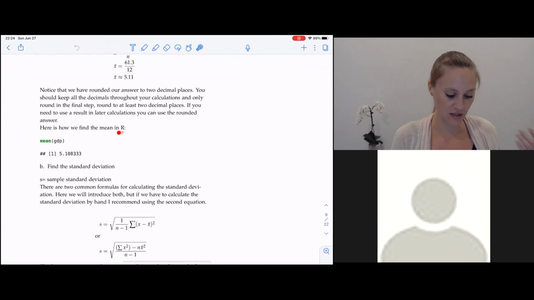So the mean command is just, if you have a data set called GDP, which we entered earlier in the notes, in case you're playing along in R, the mean of the GDP, we find, is 5.1083333333. Okay.